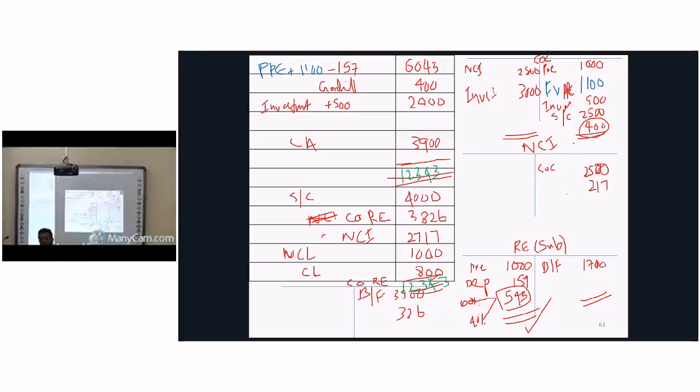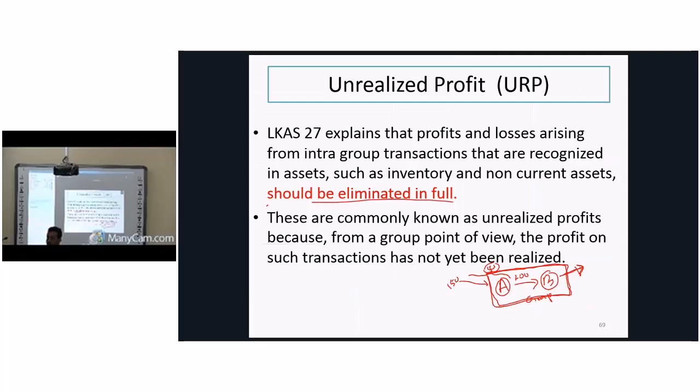From this adjustment, actually, we learn how to incorporate depreciation and fair value excess on property, plant, and equipment. Let's move forward. This question we did last week. Last adjustment that I am going to discuss with you, it's about unrealized profit.